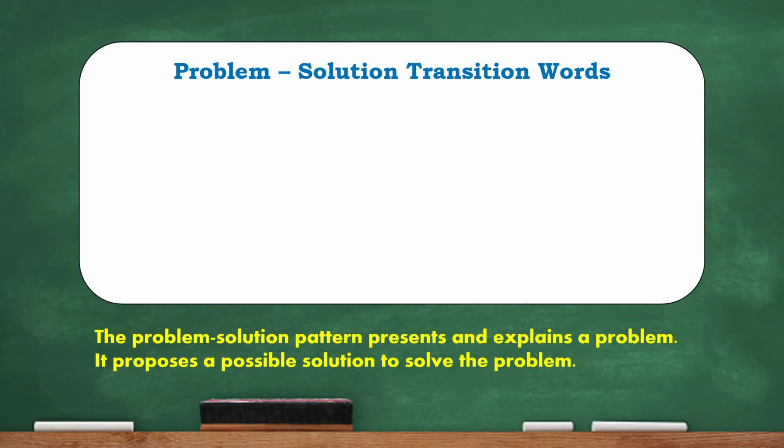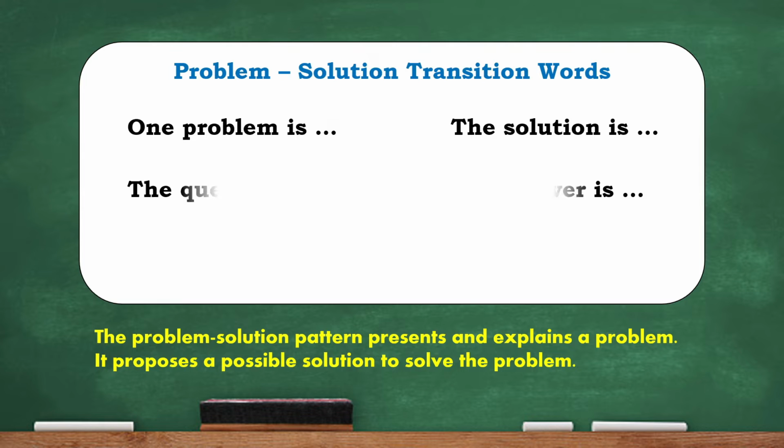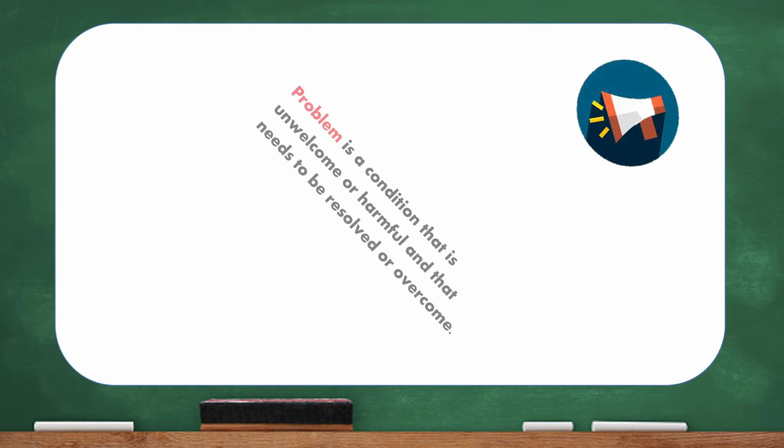Problem and solution transition words, just like any other transition words that we had discussed from the previous topics, are used for us to be able to express our ideas and thoughts in paragraphs. The problem solution pattern presents and explains a problem. It proposes a possible solution to solve the problem. Remember these transition words for expression of problem and solution.